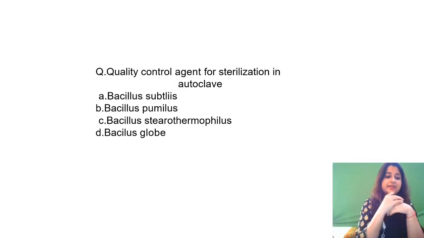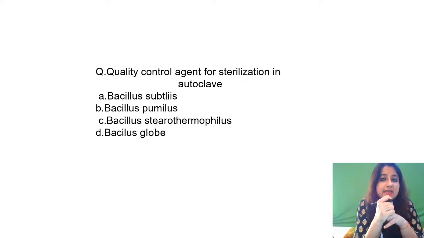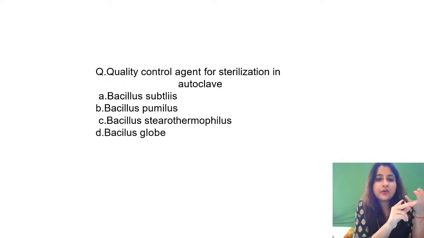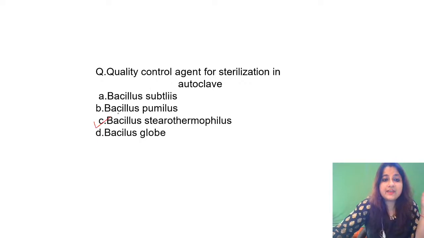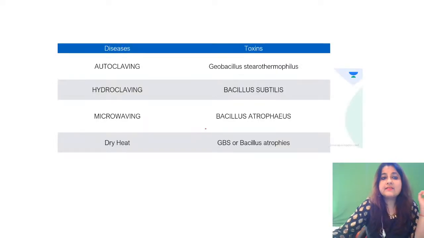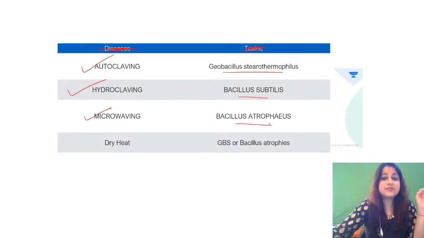Tell me this, we also did it in the morning class at 9 a.m. Quality control agent for sterilization in an autoclave. What is your answer to this one, guys? So you have autoclave, hydroclave, microwave. All these are used for different color bags. Okay. So the answer is very good. To check the sufficiency of autoclaving, it is Geobacillus stearothermophilus. This is the answer. In autoclave, how do we check the sufficiency? Geobacillus stearothermophilus; hydroclave, Bacillus subtilis; microwave, Bacillus atrophaeus; and for dry heat we can use any of it, Geobacillus or Bacillus atrophaeus. Okay, all this can come as your MCQ.